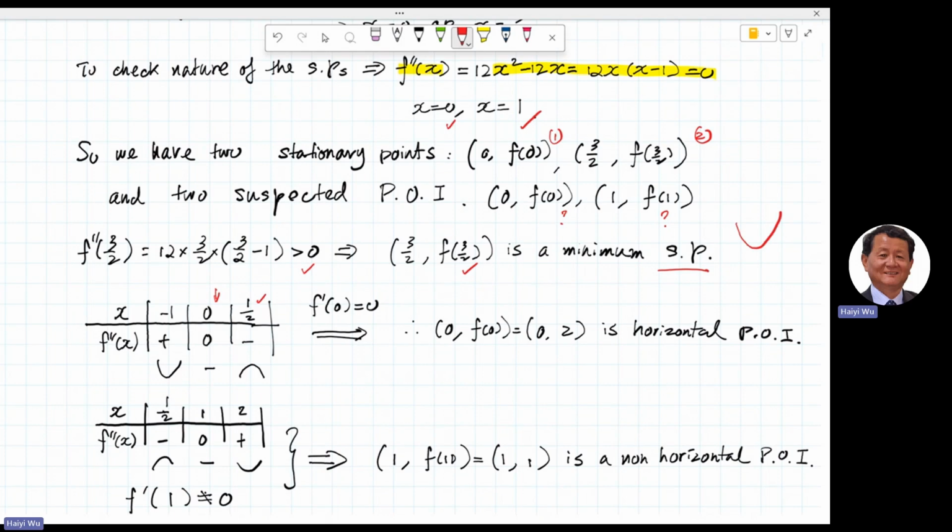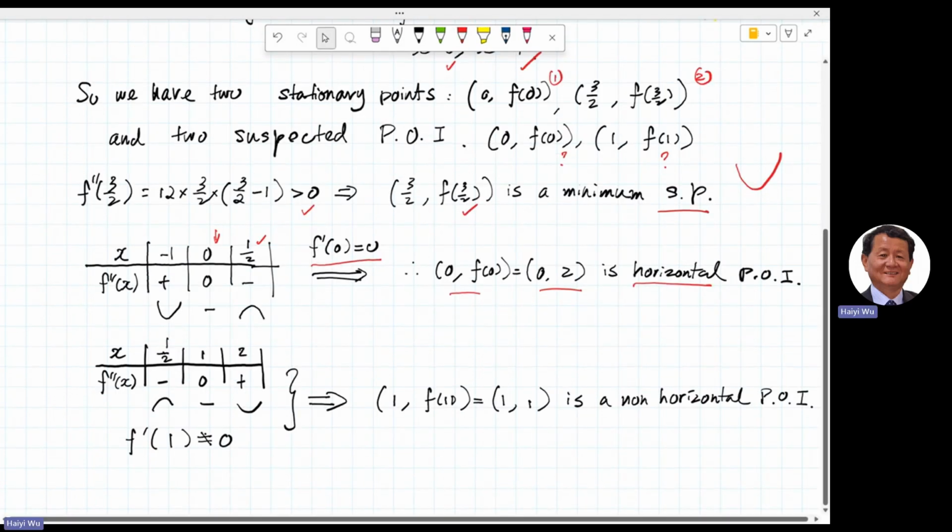We also know the first derivative is equal to 0 there, so it's also stationary. So not only a POI, it's also stationary. That means this particular point, x = 0, is a horizontal POI, because it's not only stationary but also a POI. So we call it horizontal.